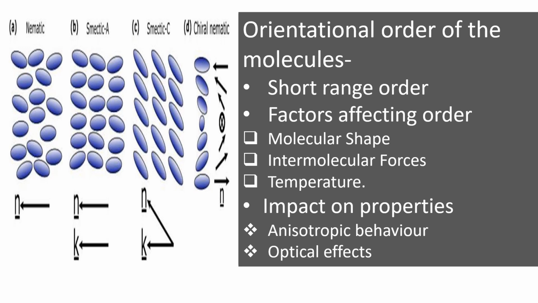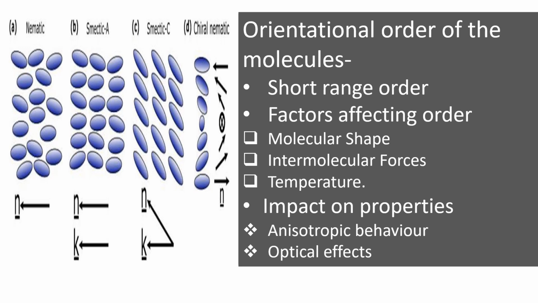Now let us see the factors affecting this order. The degree of orientational order depends on several factors, and one of those factors is molecular shape. Rod-shaped molecules with strong intermolecular interactions tend to exhibit better orientational order. The second reason is intermolecular forces. Stronger interactions like dipole-dipole or hydrogen bonding can promote better alignment. And the last point is temperature. As temperature increases, thermal fluctuations can disrupt the order, leading to a decrease in the average alignment.